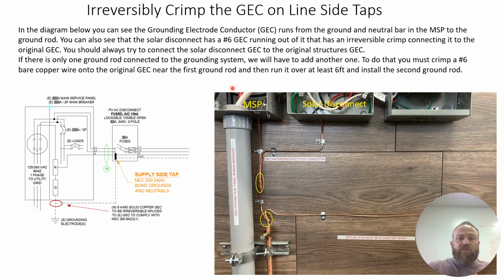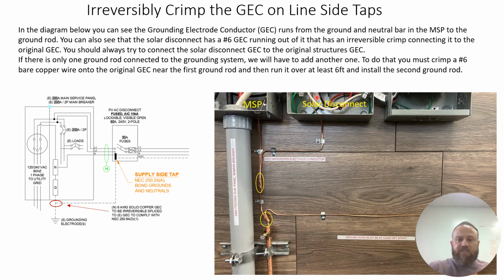In this picture, you can see we have the MSP here and the solar disconnect here. The original grounding electrode conductor runs down here and runs to the first ground rod. We have a second ground rod over here that you can't see, but it wasn't there originally. So in order to connect it, we irreversibly crimped onto this first grounding electrode conductor right near the ground rod and ran the number 6 wire over to the second ground rod and installed it.